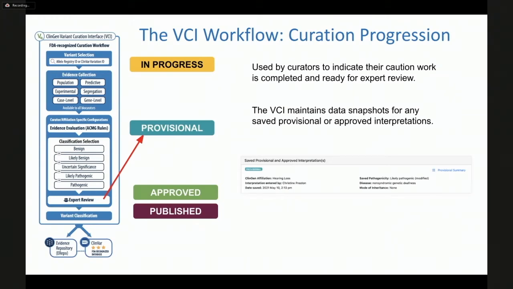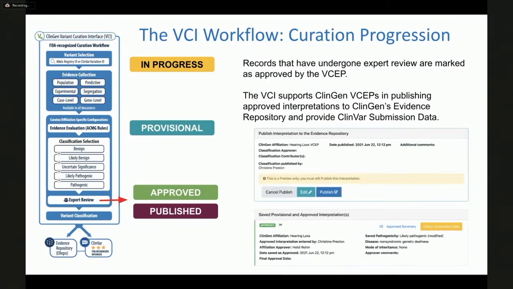The VCI maintains a data snapshot for any saved provisional or approved interpretations, and this can always be accessed by curators if desired. Finally, there's approved and published statuses. Approved is a status indicating that a record has undergone expert review and has been approved by the VCEP. Published is a co-status to approved, where the VCI has been published to the evidence repository. And the VCI supports ClinGen VCEPs in publishing their approved interpretations to both ClinGen's evidence repository, or the eRepo, and also we provide ClinVar submission data.